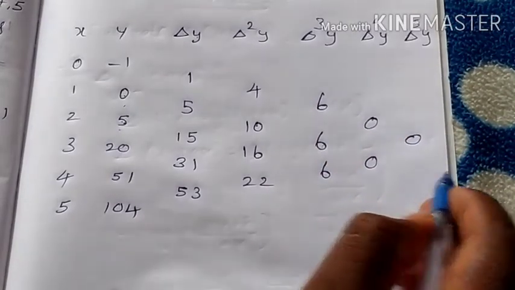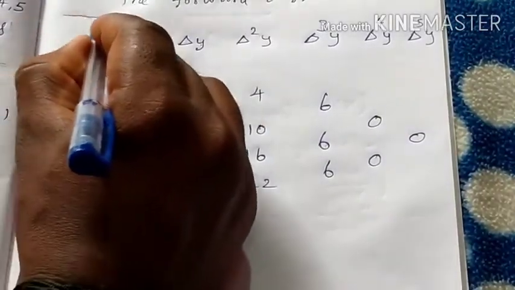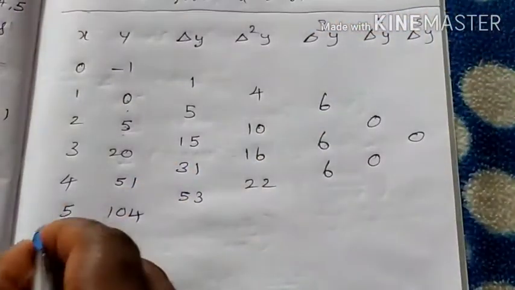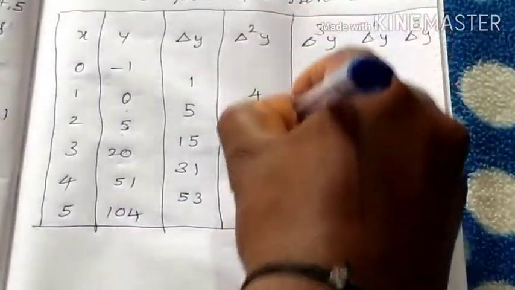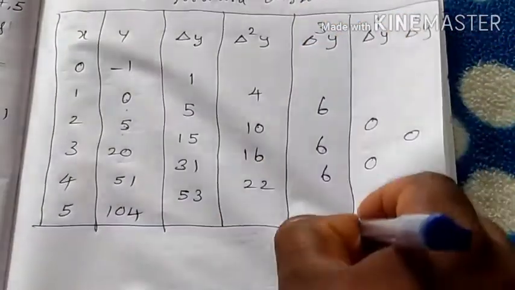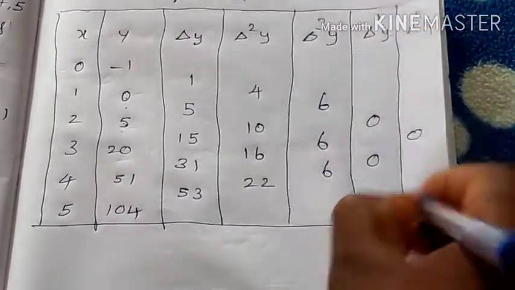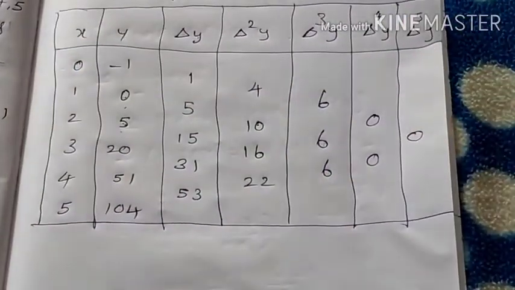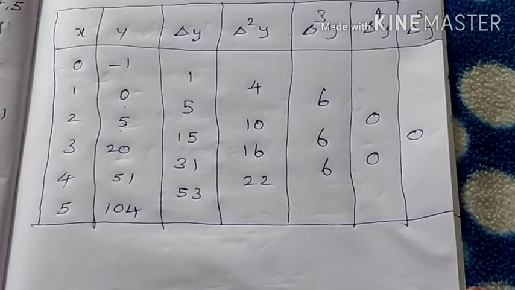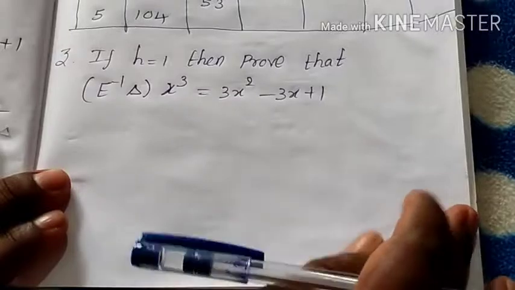This is a forward difference table. So form the table. This is the x, this is y, delta y, delta squared y, delta cube, delta power 4, delta power 5. That's all. This is your forward difference table. Have you understood?